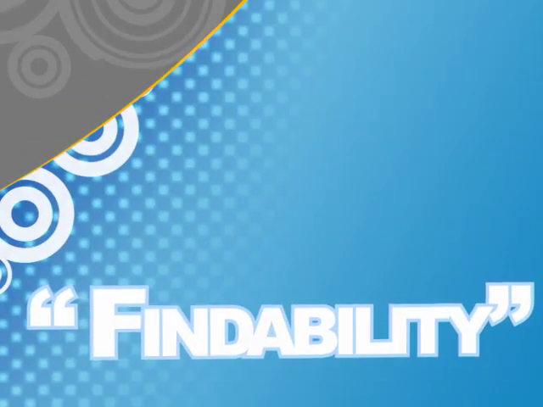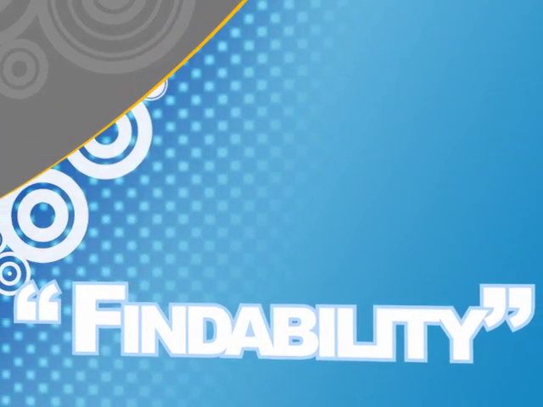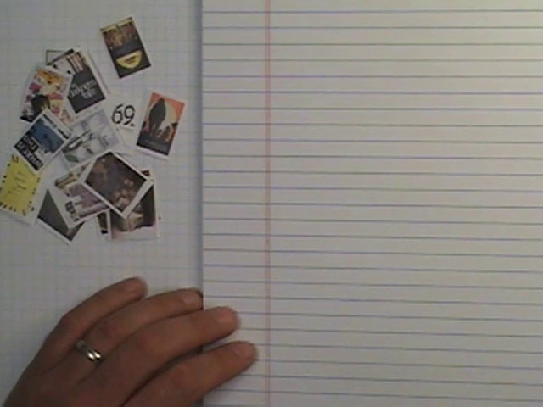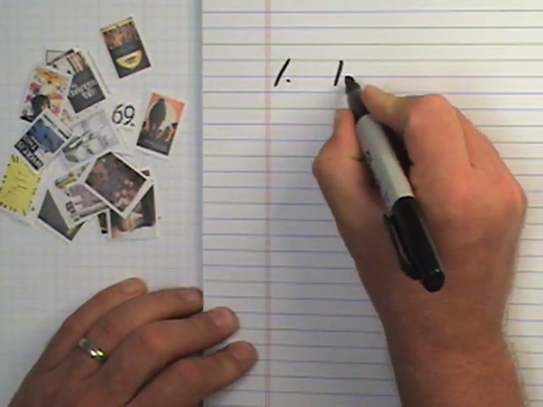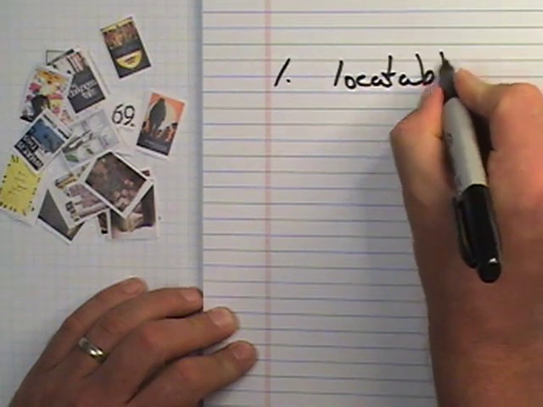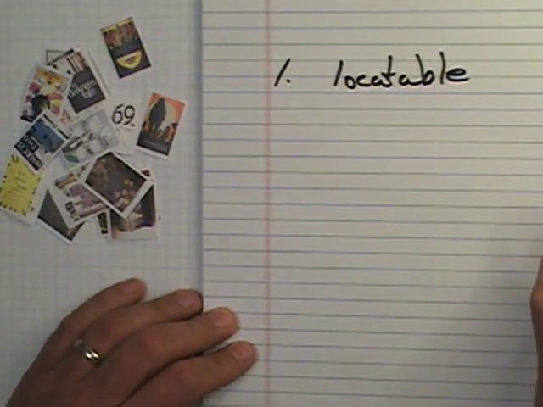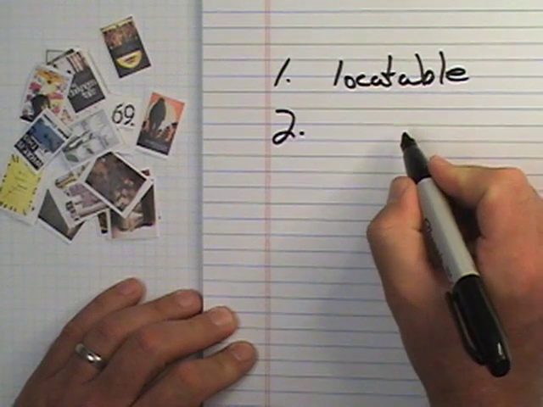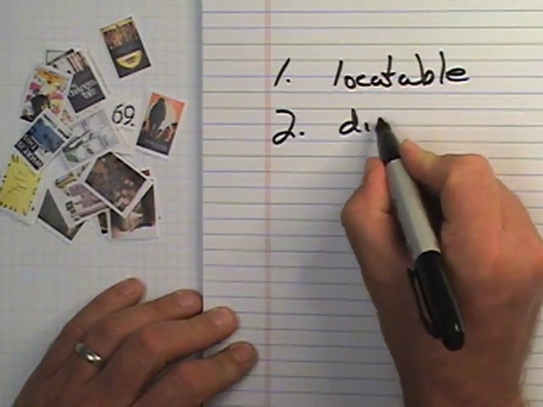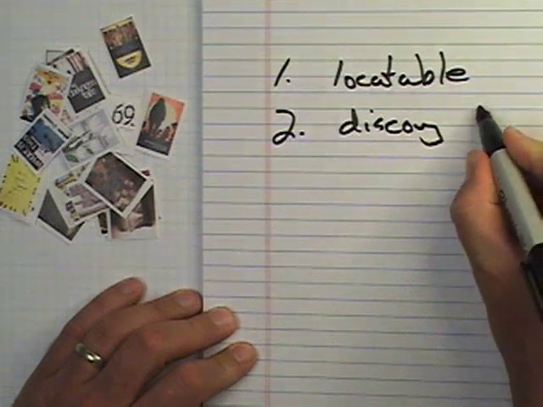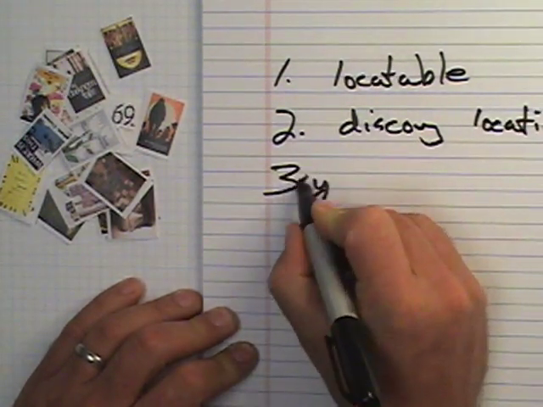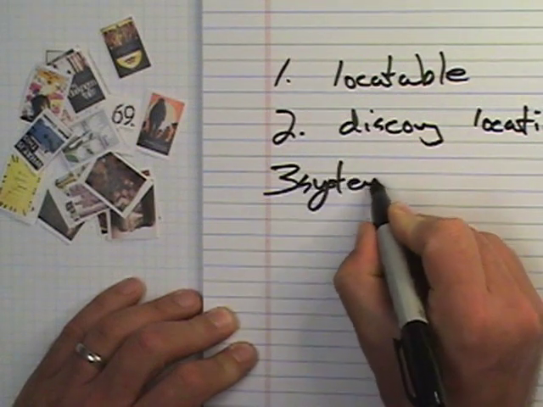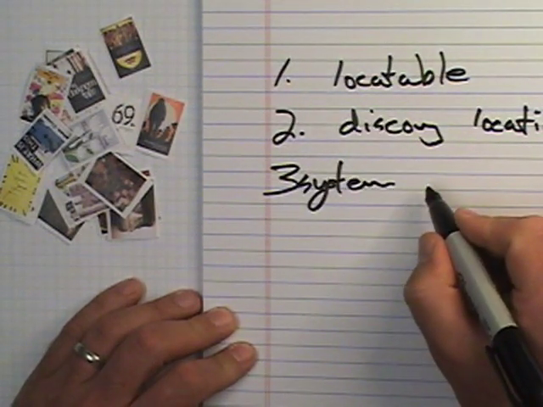The concept now is findability. Okay, let's take a look at three parts of findability. First, is it actually locatable? Can you locate the item? Is it something that can physically be separated from other things? Two, is it easy to discover and locate? So discovery and location of the item. And three, the systems aspect. Is there a system in place to make it easy to navigate and retrieve?